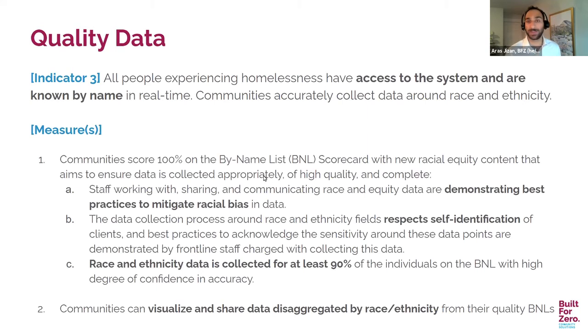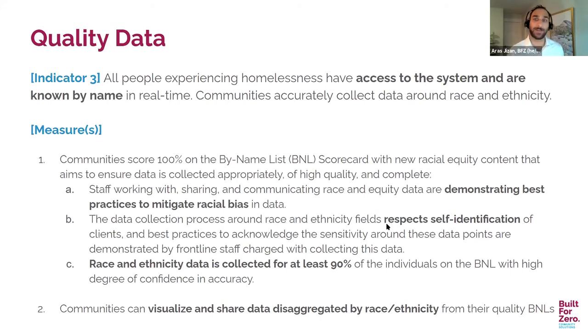So I think some of how you could measure this is using something like our by name list scorecard framework. We're in the process of adding some dimensions explicitly to that tool so that as folks are thinking about getting to quality data for all single adults experiencing homelessness or veterans or people experiencing chronic homelessness or youth or families, they're walking through these questions about coverage and real-time updates and enacted policies, and should also be thinking about whether staff are demonstrating best practices to mitigate racial bias in their data, and how that data is being collected. So is it respecting self-identification?